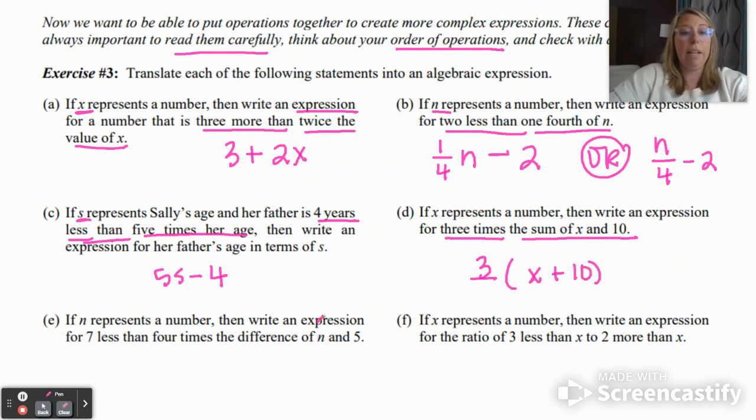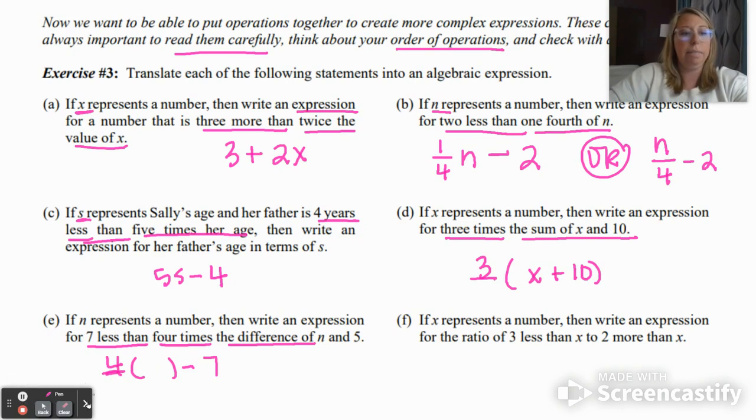For E, an expression for 7 less than. Let me pause and go ahead and write minus 7. Less than means to flip. 4 times the difference of is another distributive property. So I'm multiplying by 4, so 4 goes on the outside.